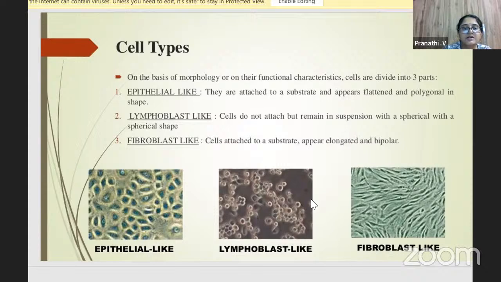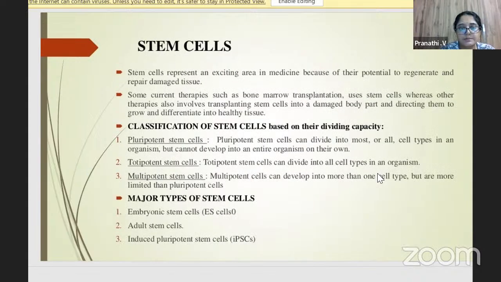Epithelial cells are flattened and polygonal in shape, and they form the lining of all the major organs. In fact, there are different types of epithelium again. According to that, lymphoblasts do not attach but remain in suspension, and they have a spherical shape. Fibroblasts are cells attached to a substrate, and they appear long and bulky. And what about stem cells?